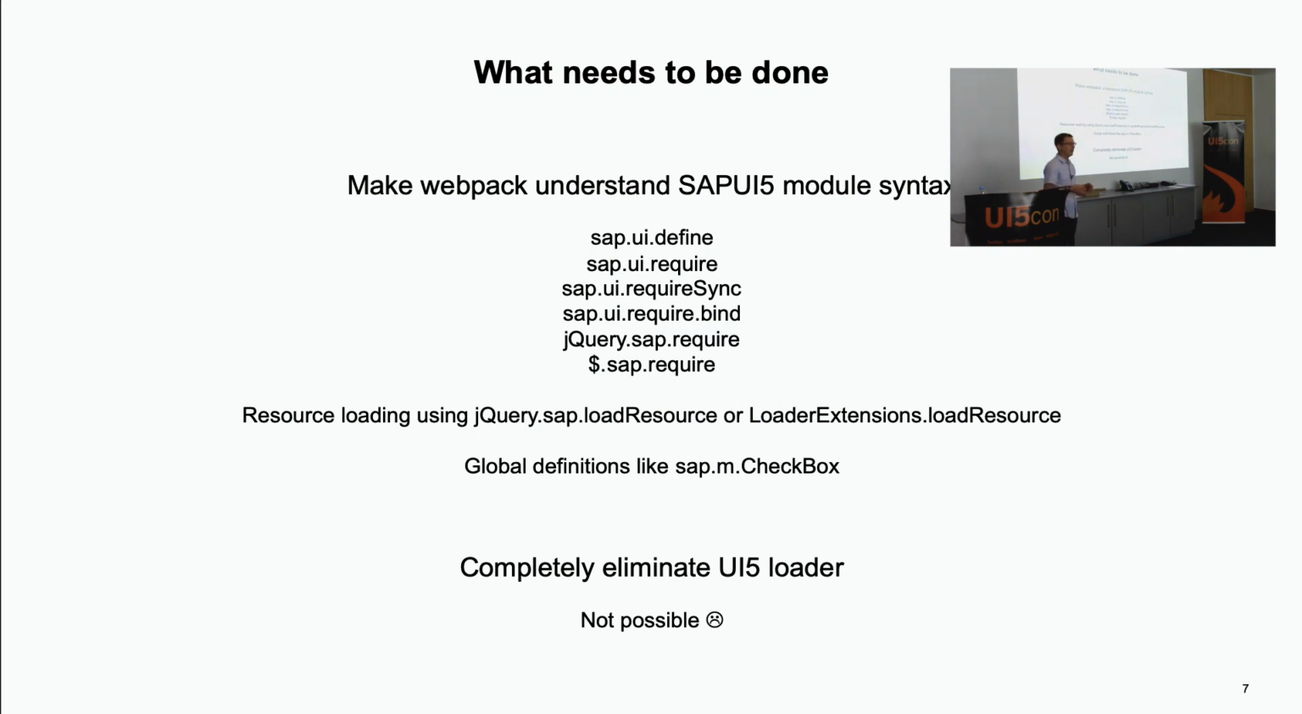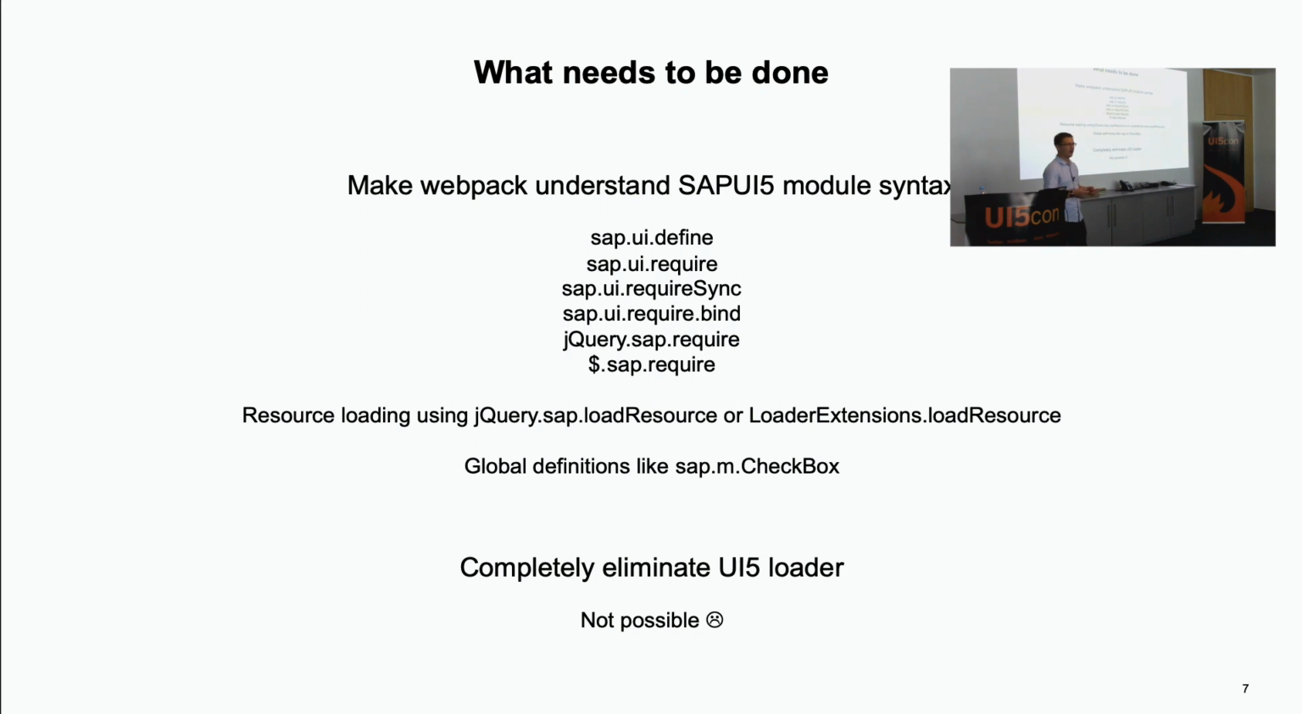Ultimately, my goal was to completely get rid of the UI5 loader and only use the static analysis in the beginning to build the application. But unfortunately, this was not possible because the loader is really baked into the core, and you cannot start the core without having the UI5 loader loaded, because then it will throw an exception.